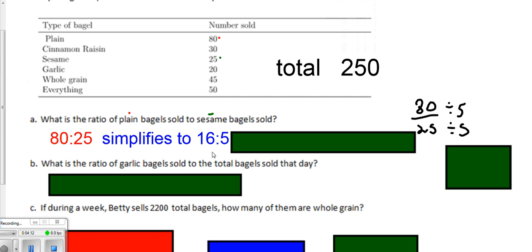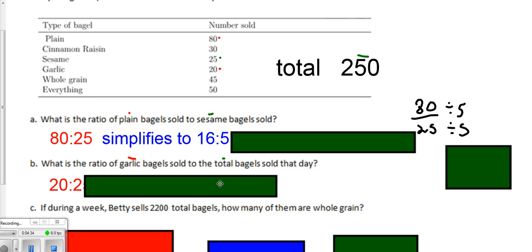Continuing on, I'm going to try to keep that table there. What is the ratio of garlic bagels sold to the total bagels sold that day? Again, we have our total number here. We can see total is this number right here, and our garlic, that number is right here, 20. So we'd say that it is 20 to 250. Again, I wrote it in the colon form. You can write it in words as 20 to 250 if you want, or if you wanted to make it a fraction, that is fine as well.